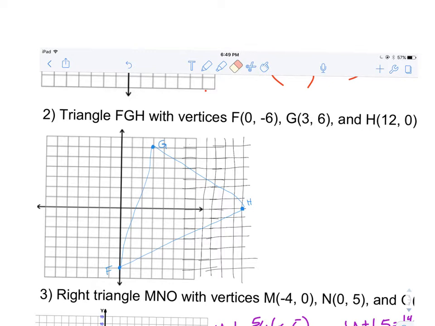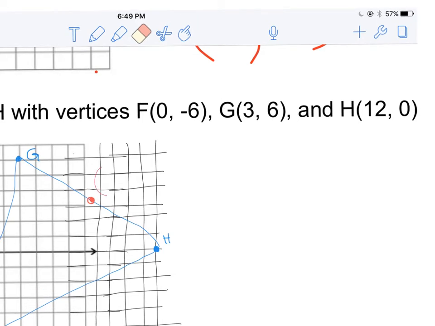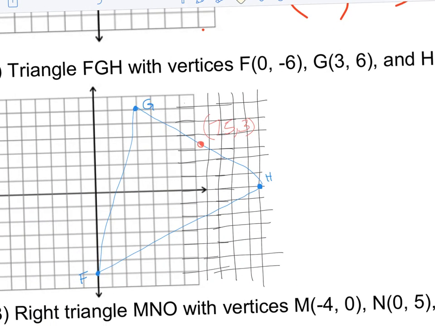So on GH, let's see, 3 plus 12 is 15, divided by 2, I'm at 7.5. So 1, 2, 3, 4, 5, 6, 7, right about there. So that was 7.5. And then my y value for that would be 6 plus 0 divided by 2. That should be at about 3. So clearly my picture is a little bit off.